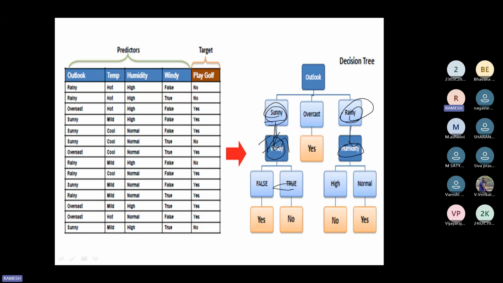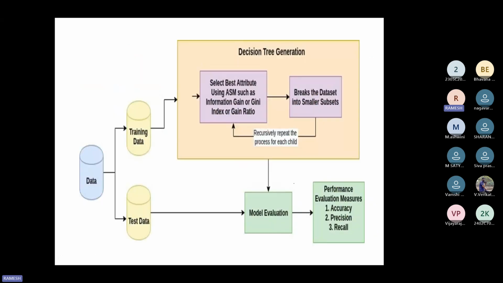The actual goal of a decision tree is to build a tree from the given data set. But we need to form a very optimal tree. Optimal tree means the height of the tree must be very low. The height of the tree must be reduced. Understood? So this is the decision tree.